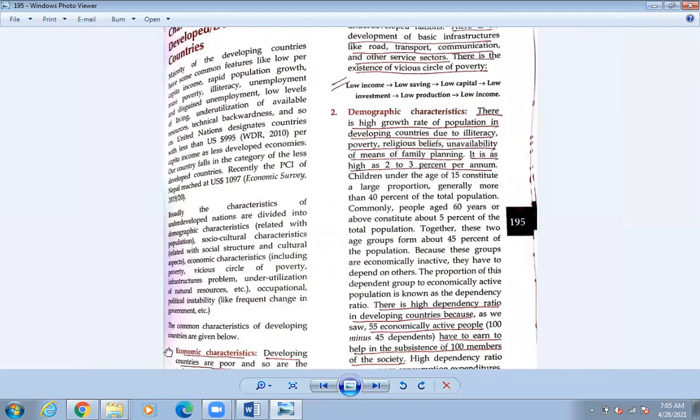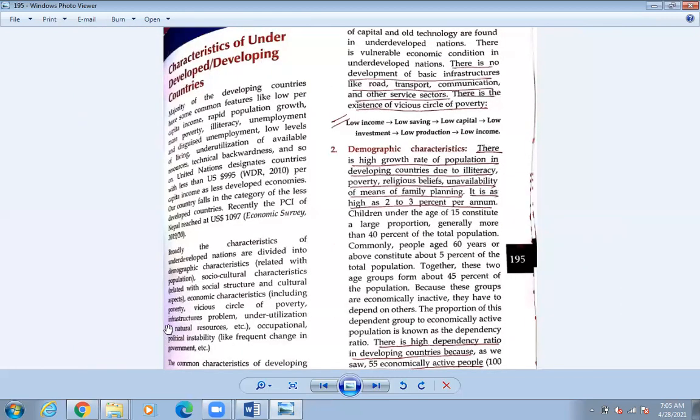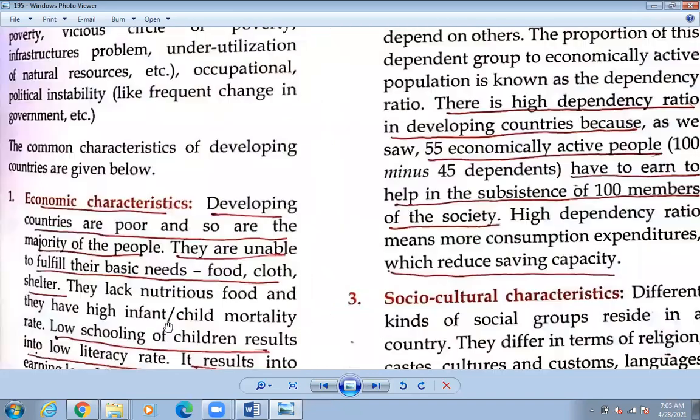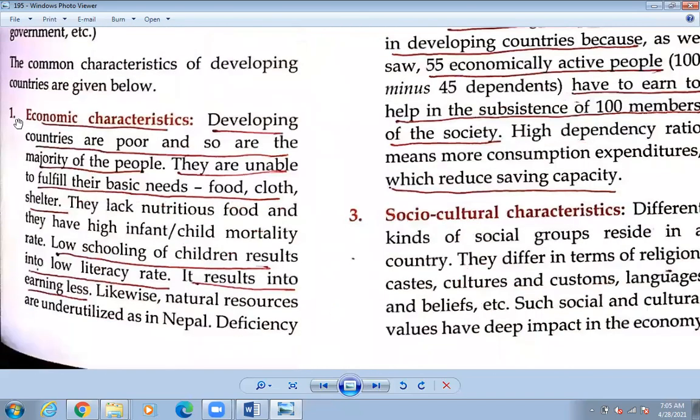What are the characteristics of a poor country? So let us learn about this one. Number one is economic characteristics. Developing countries are poor, isn't it? Developing means what is a poor country like? Poor. And so are the majority of the people. Most of the people in the poor country, in the developing country, are poor. They are poor enough.